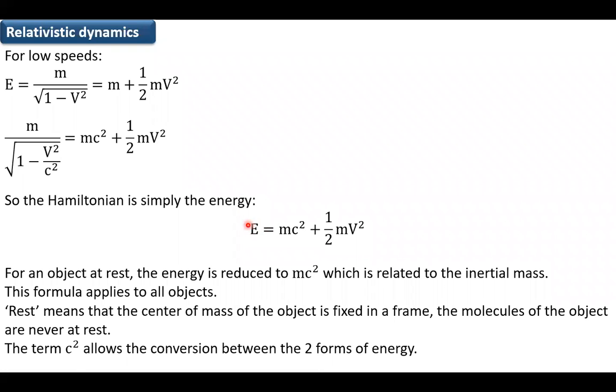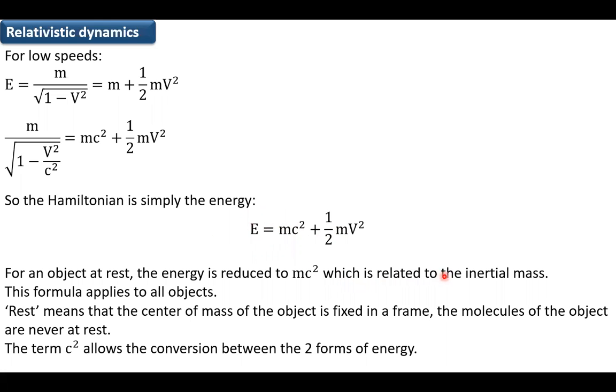So the energy of any particle, or the Hamiltonian of any particle, is mc squared plus half mv squared. So if your object is at rest and v equals 0, the energy is reduced to mc squared. So E is equal to mc squared, which is related to m, the inertial mass. So this mc squared, E equals mc squared, is the energy at rest. M is the mass, which is the same everywhere. But mc squared is the energy at rest.